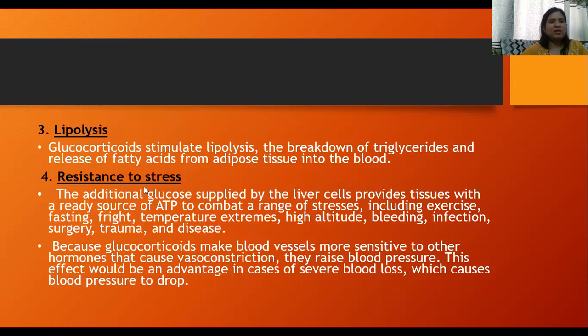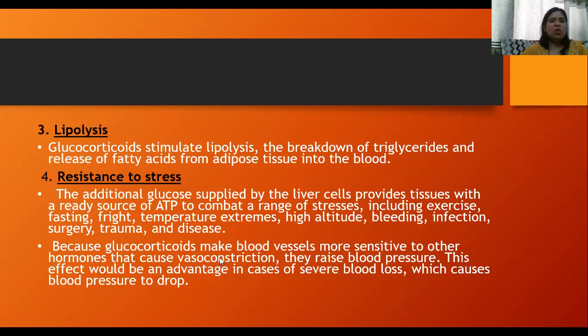And resistance to stress. The additional glucose supplied by the liver cells provides tissues with an extra amount of energy, a ready source of ATP, to combat a range of stresses, including the normal stresses like exercise, fasting, or frightful situations, extremes of temperature like extreme heat and cold, high altitudes, bleeding, infection, surgery, trauma, and disease. So, to combat a range of stresses, this extra amount of energy will help you fight the stress.